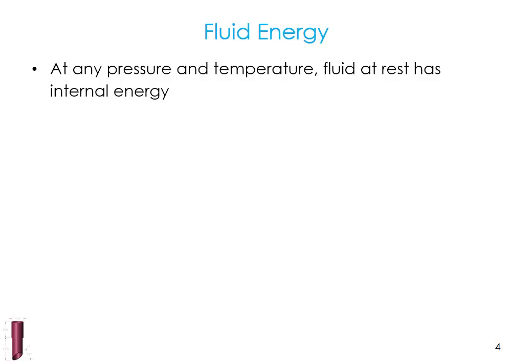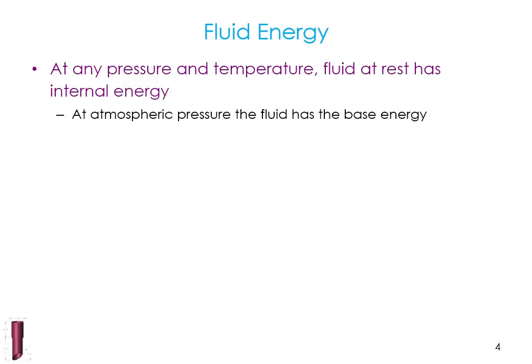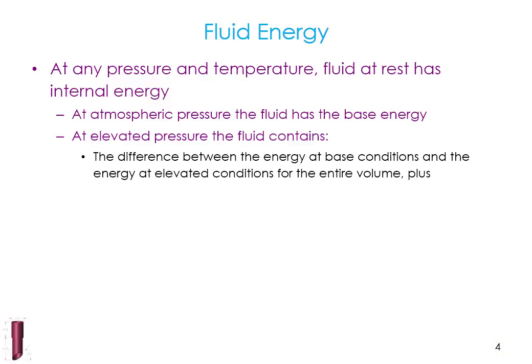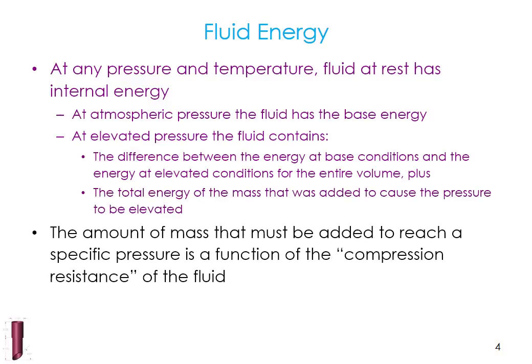At any pressure and temperature, fluid at rest has internal energy. At atmospheric pressure, the fluid has the base energy. At elevated pressures, the fluid contains the difference between the energy at base conditions and the energy at elevated conditions for the entire volume, plus the total energy of the mass that was added to cause the pressure to be elevated. The amount of mass that must be added to reach a specific pressure is a function of the compression resistance of the fluid. It's a term that might not be common to most of you. Let's talk about it.